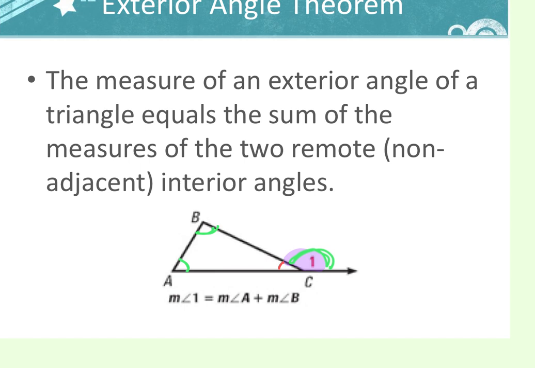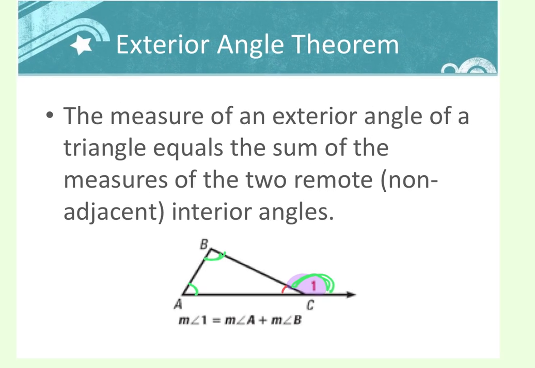You could get there the long way by adding the two angles inside the triangle, subtracting them from 180, and then using the linear pair. But this is a shorter method. Just add up the two angles inside the triangle, but not next to the angle you're looking for.